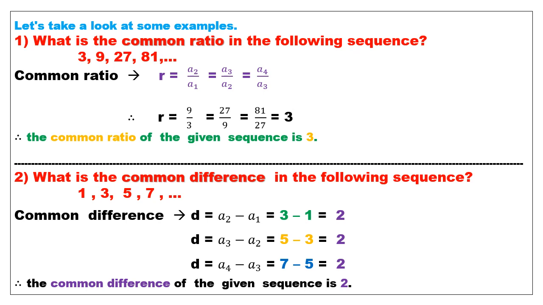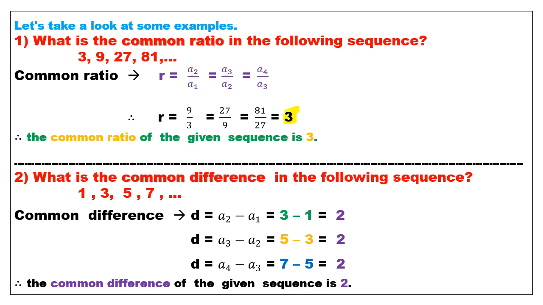The common ratio is denoted by small letter r. Therefore, r equals a2 divided by a1 equals a3 divided by a2 equals a4 divided by a3. These are the common ratio between two consecutive terms. Now substitute these values in the next step. Therefore r equals a2 value is 9 and a1 value is 3. Now divide 9 by 3, the result is 3.